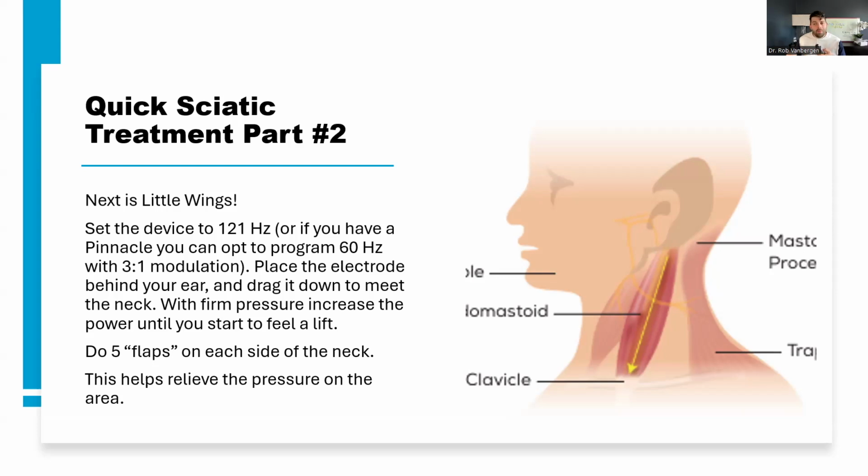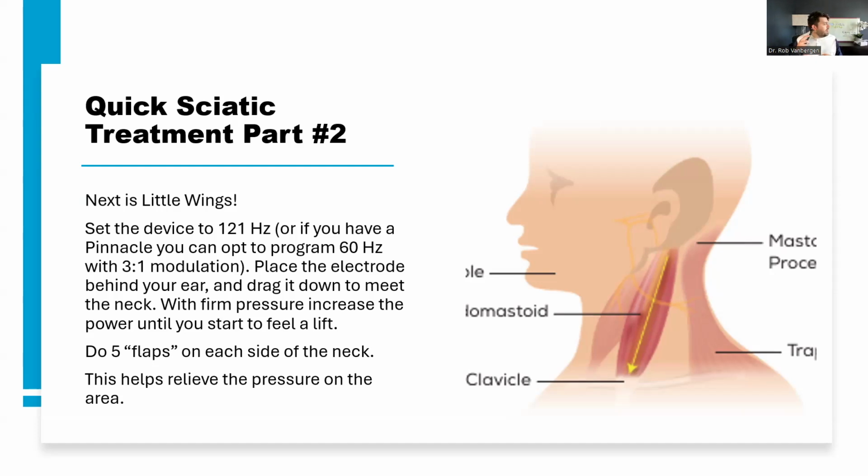I don't program my Pinnacle, and I am using a Pinnacle today. But if you do have a Pinnacle and you would rather have a bit of an easier approach, you can use the AVA mode in there to program roughly 60 hertz with 3-to-1 modulation and some additional damping in there. This allows you to crank the power higher, and for those of you that struggle to get the lift with little wings, it may actually help that work out pretty well.